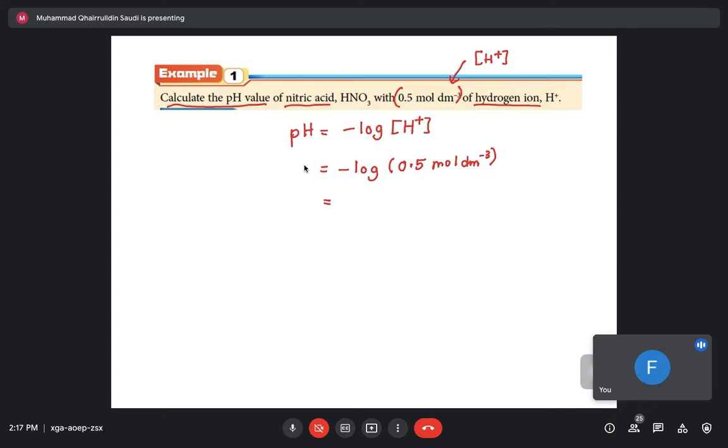Semua ada calculator sekarang. Can you quickly grab your calculator with you so that you can do it with me? Berapa dapat? Negatif awak letak awal-awal. Negative log baru tekan 0.5 and then baru tekan enter. What value did you get?